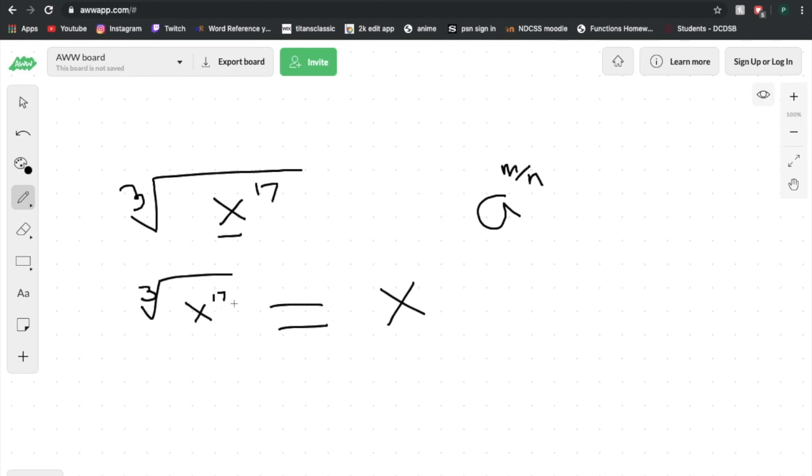The 17 on the x, or the power x to the power of 17, is the m value, so it's the numerator of the exponent. And then the denominator is, as you can see, the 3, so it's the cube root. So it's going to be in the n spot, so you put it on 3. And yeah, that's all you have to do. You're legitimately just working backwards, and you're finding the placeholders and putting them in their correct and respective spots.